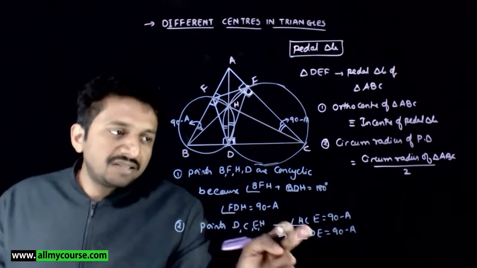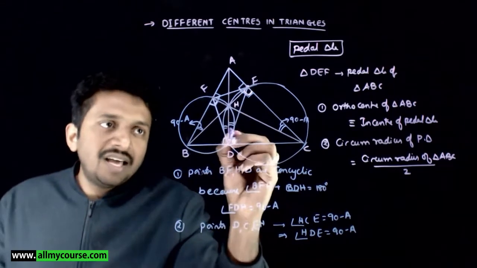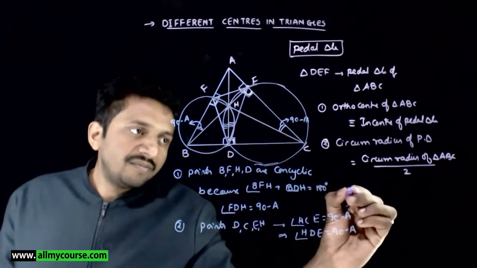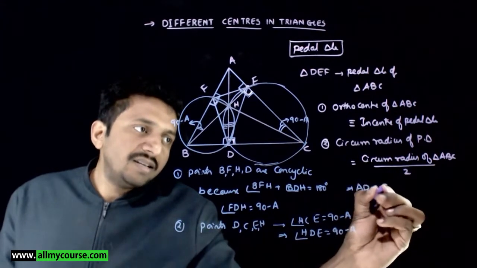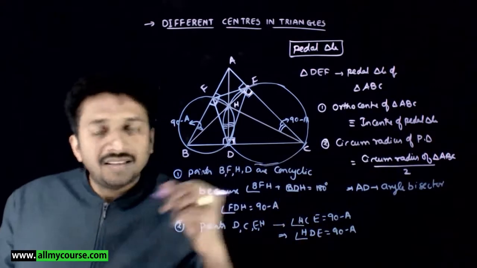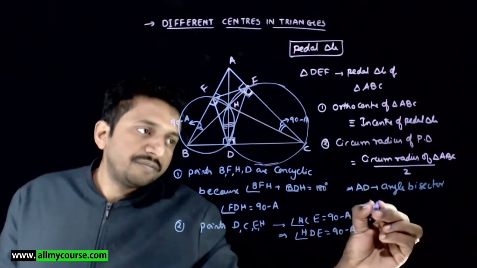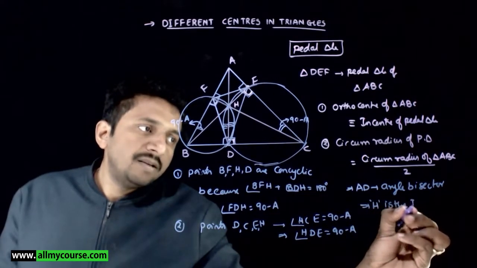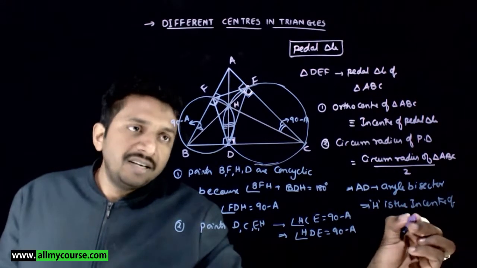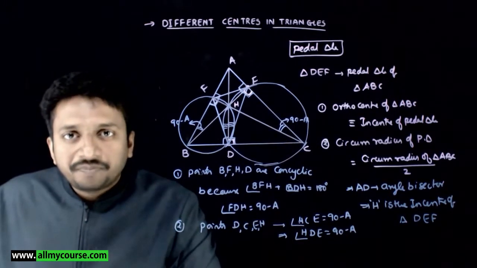So angle FDH is same as angle HDE. Hence these two angles are same. Hence AD is the angle bisector. And this implies H is the incenter of triangle DEF. So that proves the first proposition.